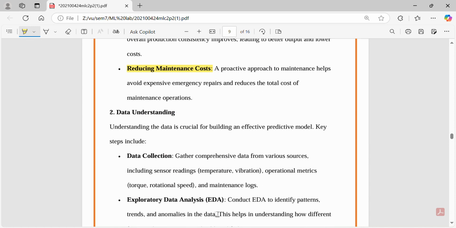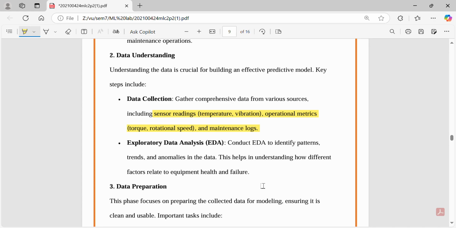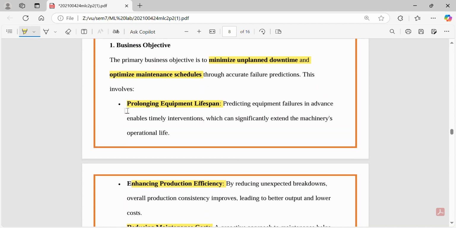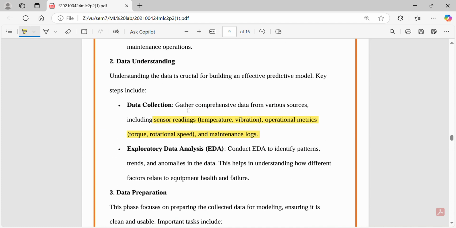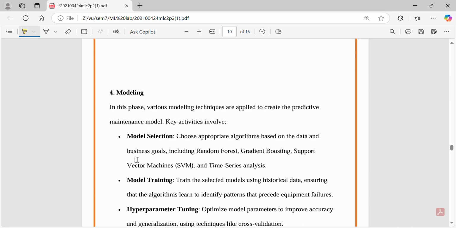Here we also have data understanding, which covers data collection: sensor readings, temperature, operational metrics, maintenance logs, etc. Exploratory data analysis would identify the patterns. This is the data understanding, and then data preparation by cleaning and normalization. We also have to select a model for this.